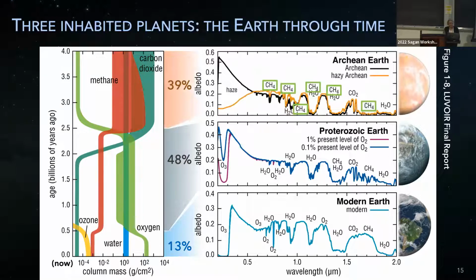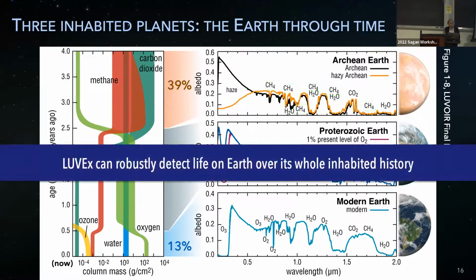Okay, and then lastly, we'll consider the Archean Earth. That's about 40% of Earth's history. And at that time, our atmosphere contained no oxygen at all. The biosphere was dominated by methanogens, and methane is a critical atmospheric biosignature.